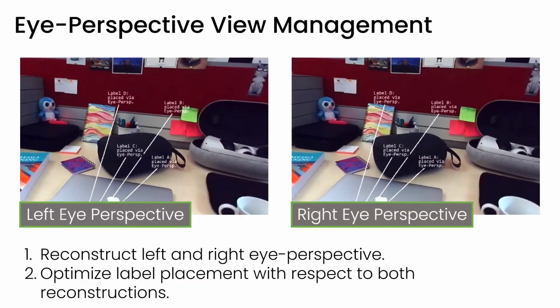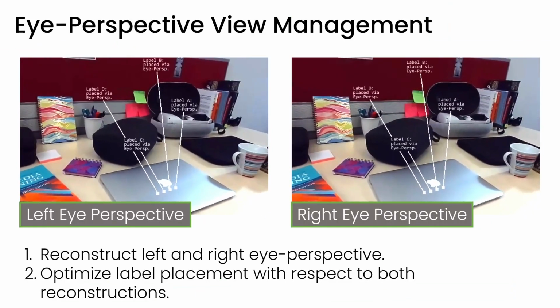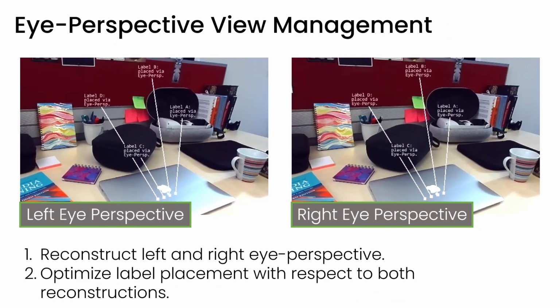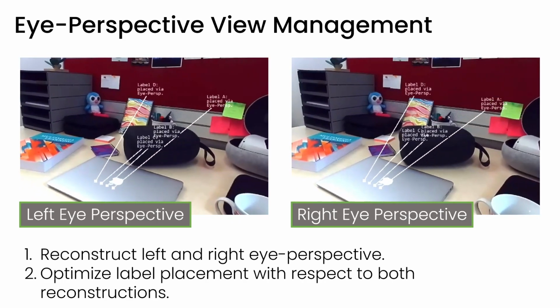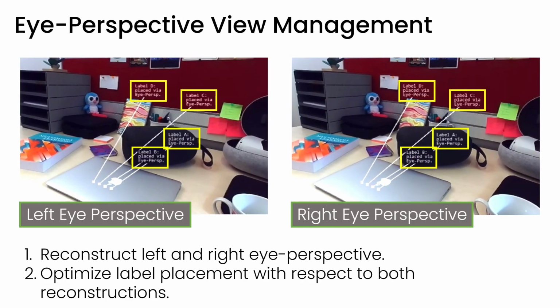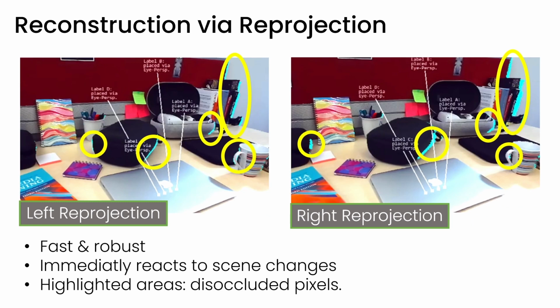To explore the use of eye perspective rendering in the context of view management, we developed a novel view management algorithm that starts by reconstructing the user's left and right views, and then optimizes layouts in the reconstructions. Labels move in a temporally coherent fashion, but our algorithm aims to keep them in front of a suitable background at all times. We compute the left and right reconstructions via reprojection. This method is fast and robust, and can immediately react to changes in the scene, but it does produce disocclusion artifacts, especially when the user is close to the scene. In our implementation, we avoided placing labels directly on top of disoccluded pixels.